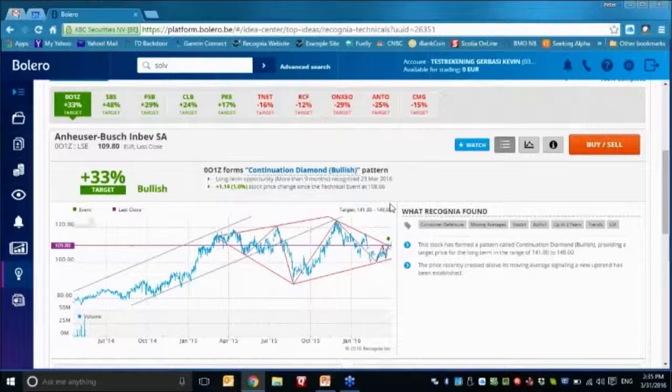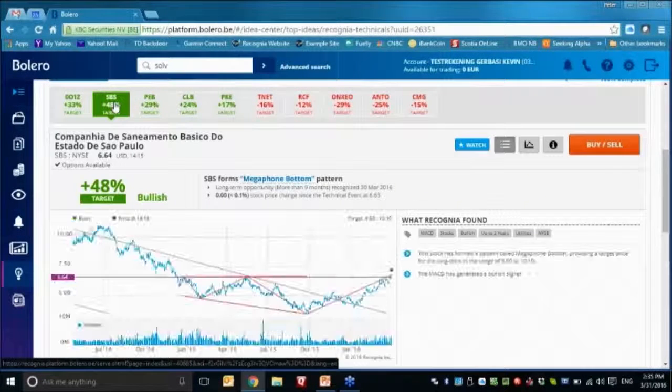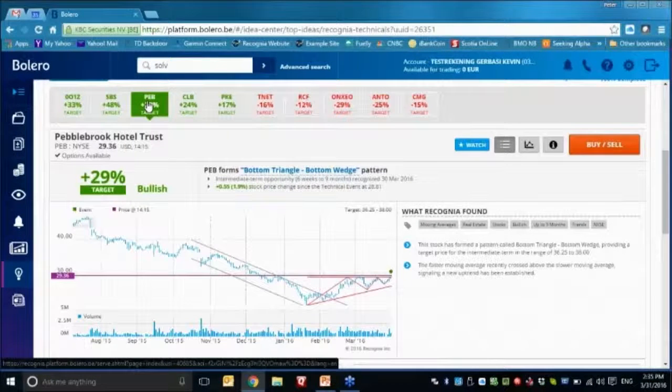Well, our target price is shown here. It's 141 to 148. So if the price is to move from where we are today to the target price, that represents an upside of 33% for us. So you can see how these are all very immediately actionable. If I just scroll through a few more here, here's, looks like a telecom, Pebblebrook Hotel Trust, and so on. So lots of different ways of actually getting some ideas here.